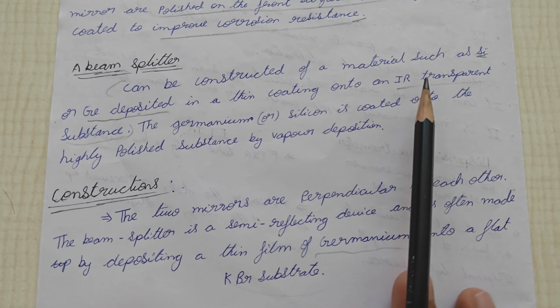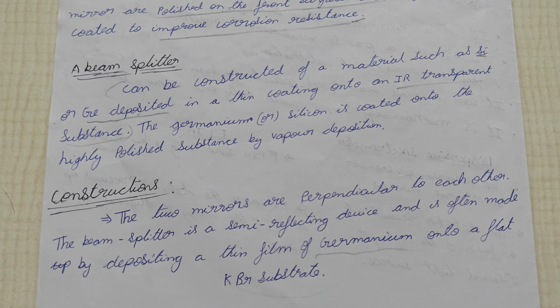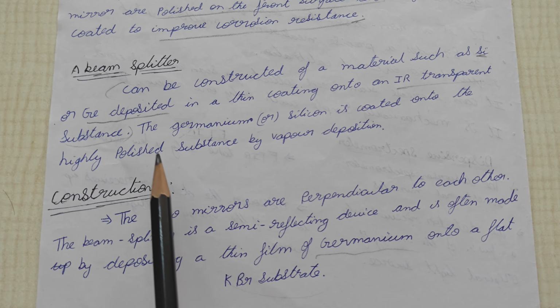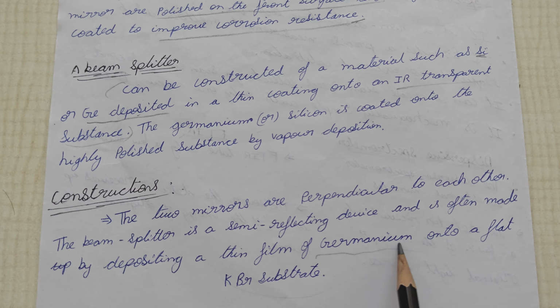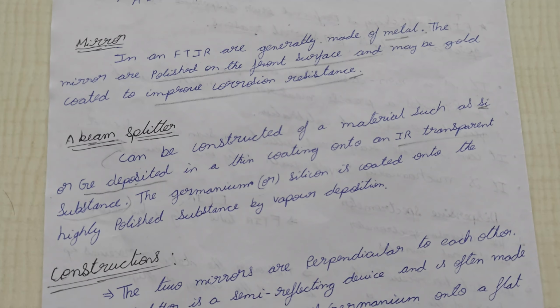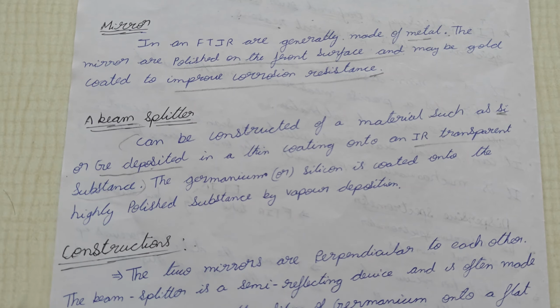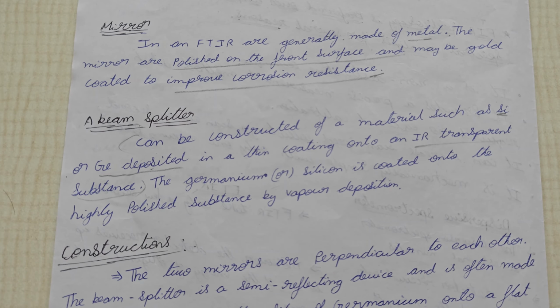Next, construction. Two mirrors are perpendicular to each other. The beam splitter is a semi-reflecting device, often made by depositing a thin film of germanium, which we have already discussed, onto a flat potassium bromide substrate. I think I've understood the moving mirror, fixed mirror, and the beam splitter. The moving mirror is the mirror that moves forward and backward.